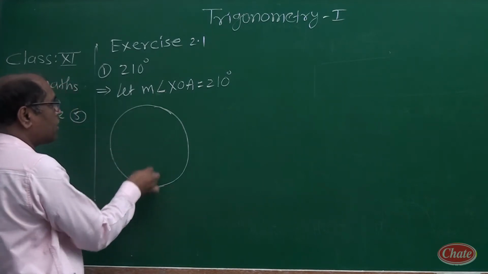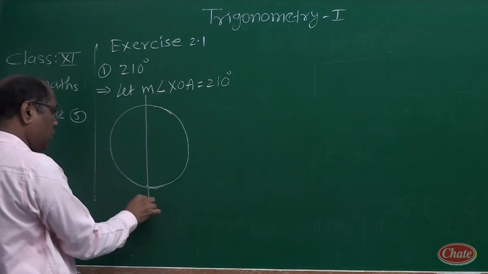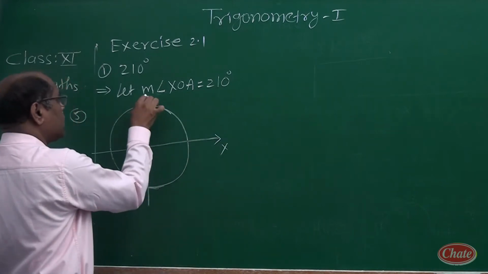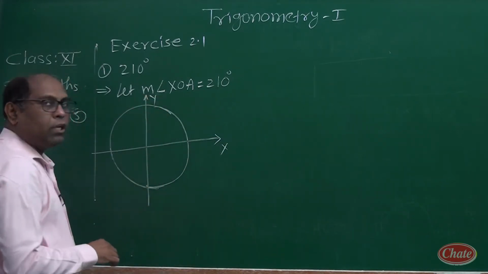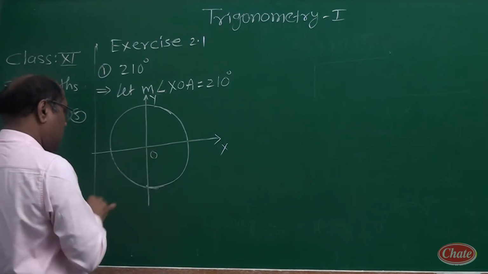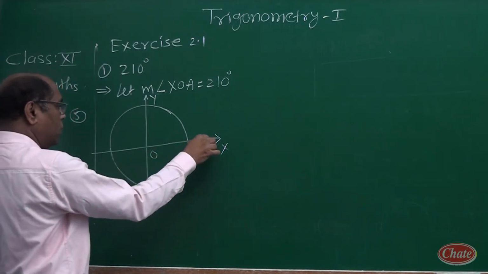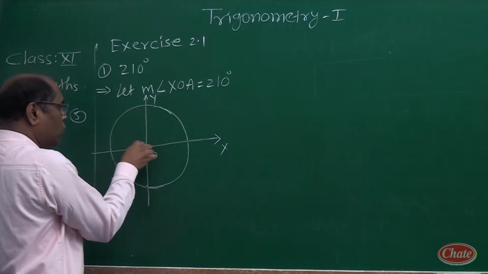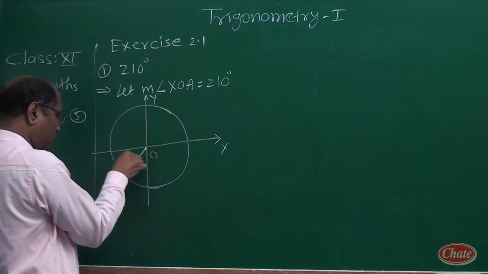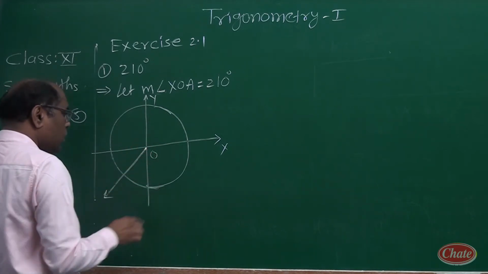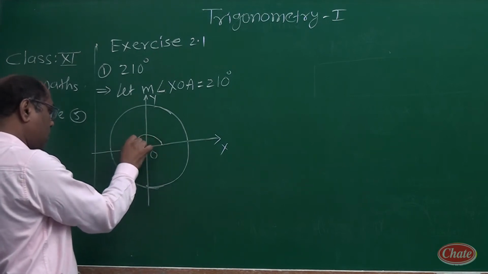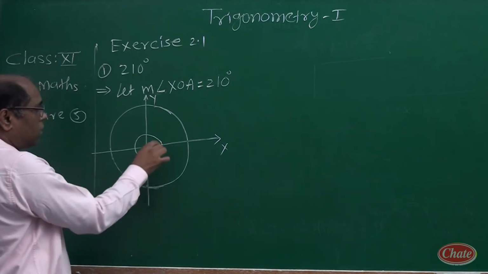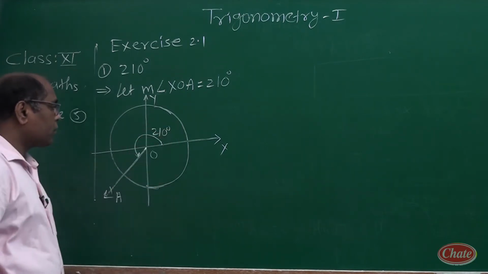What is my standard unit circle? It is a circle with center at origin and radius equal to 1. So angle XOA is 210 degree. Here is angle XOA, that is 210 degree.